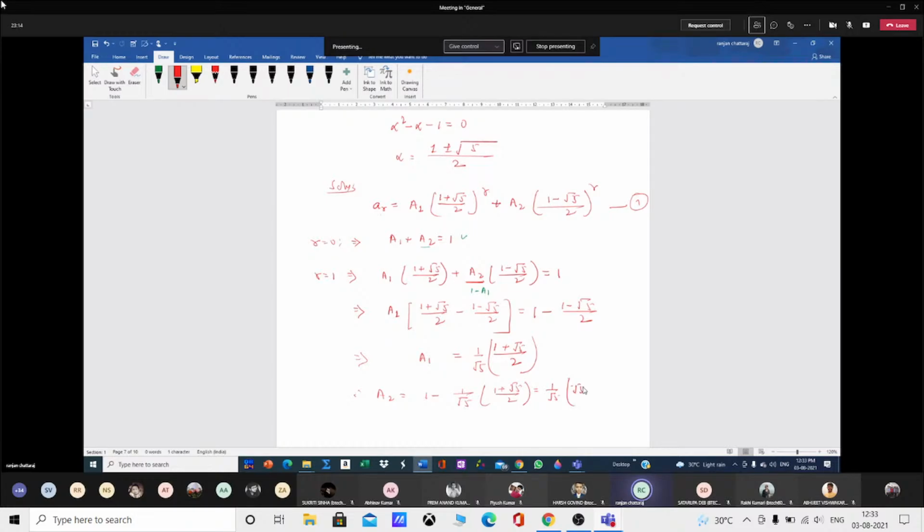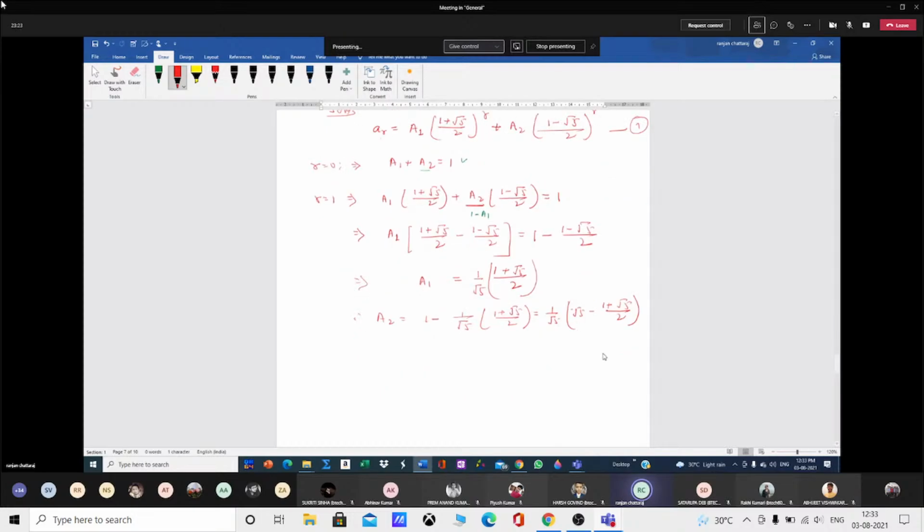This is root 5 minus 1 plus root 5 by 2. So how much are you getting? 2 root 5, and minus 1 minus root 5. So you are getting minus 1 and minus root 5. Let us write one more time. This is 2 root 5 minus 1, and so it is root 5 minus 1. Or you may write it like 1 minus 1 by root 5, 1 minus root 5 by 2.